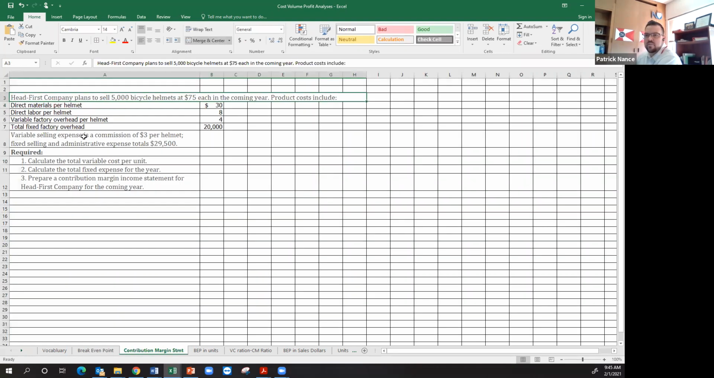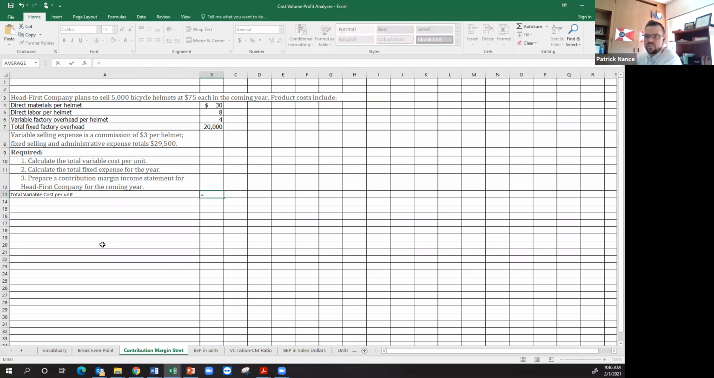It says Head First Company plans to sell 5,000 bicycle helmets at $75 each in the coming year. Product costs include direct materials per helmet of $30, direct labor per helmet of $8, variable factory overhead per helmet of $4, and the total fixed factory overhead of $20,000. So step one says to calculate the total variable cost per unit.